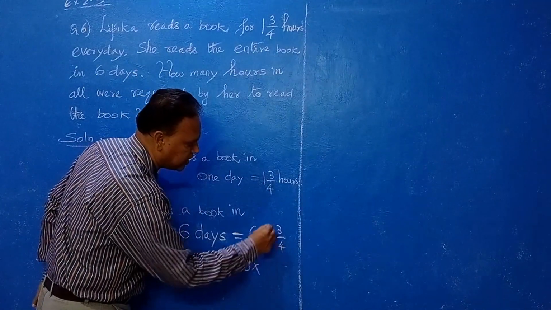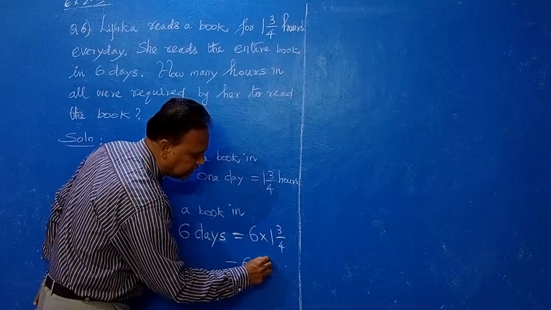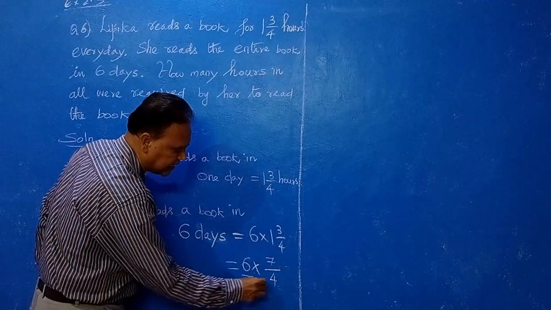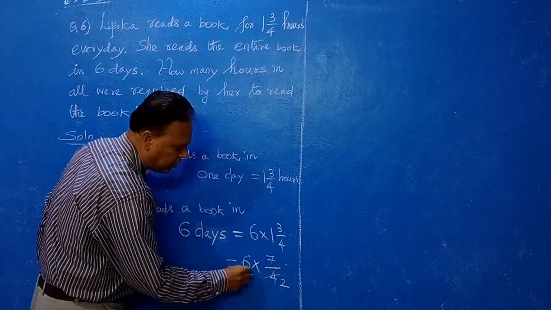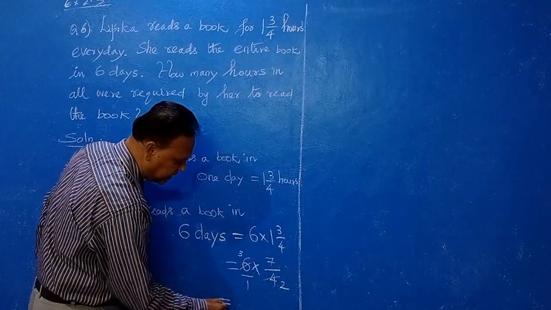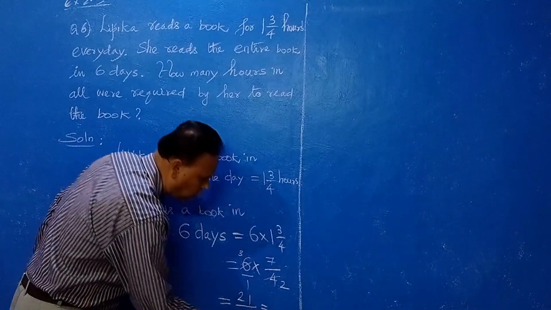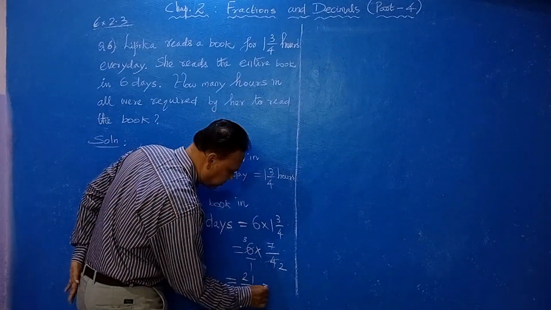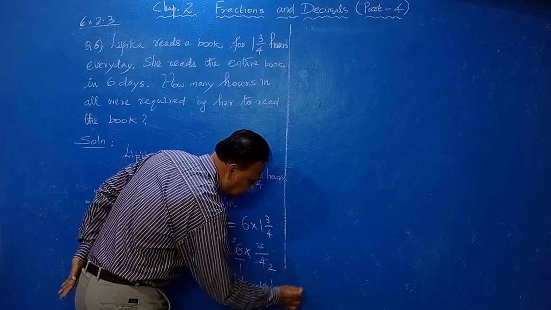You change this mixed fraction into an improper fraction. That is 4 plus 3, 7. 7 by 4. So now we can simplify here. Here 6 by 1 is there. See the numerator. The common factor you have. In the 2 table, this will go 2 times. This will go 3 times. So that is equal to 3 into 7, 21 by 2. 21 by 2 also you can change into a mixed fraction. It will be 10 times, then remainder 1. 10 1/2 hours.